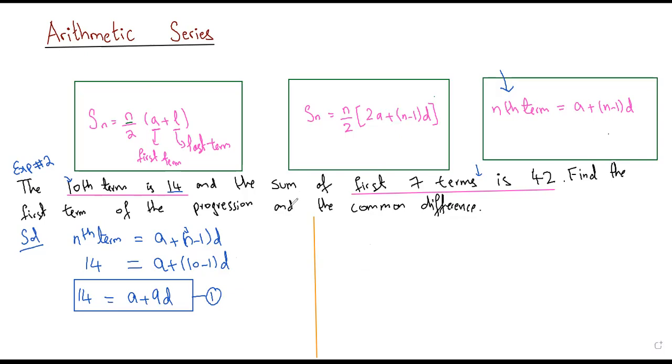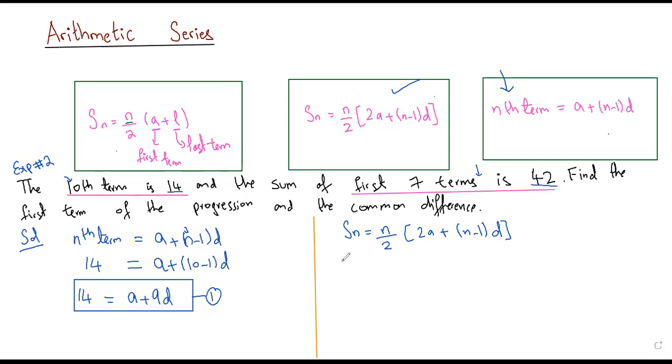Now it says the sum of the first 7 terms is 42. They did not talk about the last term anywhere. They are not saying that it is the sum of all the terms, so we will not use this formula. We'll use the other formula, that is this formula: Sn equals n by 2, 2a plus n minus 1 into d. What exactly is the sum? It says the sum of the first 7 terms is 42.